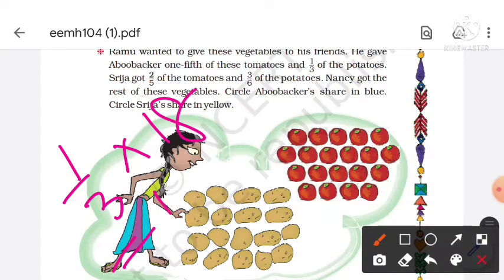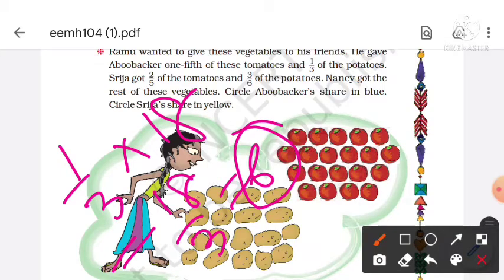So 18 by 3, that is 6. So that means Abu Bakr got 6 potatoes and 4 tomatoes.